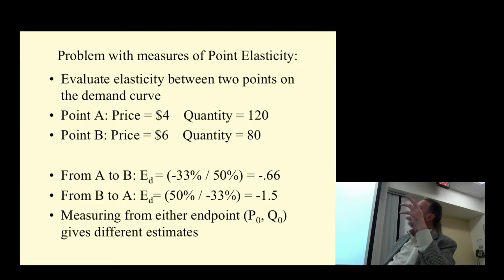using point A as the reference point. And so you'd be dividing through by a price of 4 and by a quantity of 120. And so you'd get 0.66 as the ratio. But if you started at B and calculated the same range from B to A, then 6 would be your base point for price, and 80 would be your base quantity for the percentage change in quantity, and you'd get negative 1.5. And by the way, price elasticity is always negative.